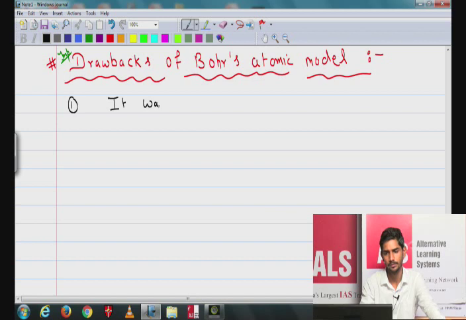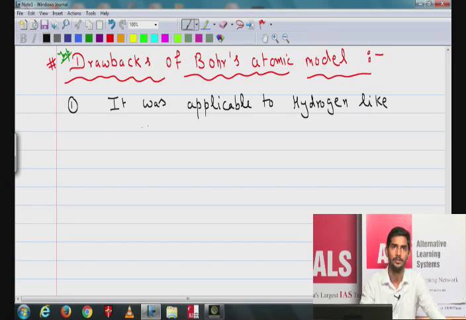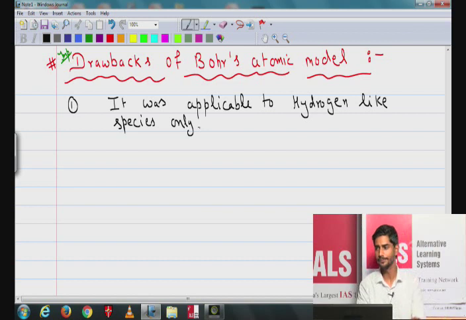it was applicable to hydrogen-like species only. Okay, what is the meaning of hydrogen-like species? Guys, we know that hydrogen is the atom that contains only a single electron. So Bohr's model was applicable to only those species which have a single electron.